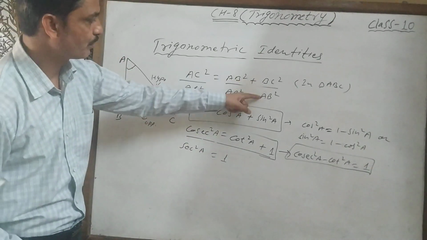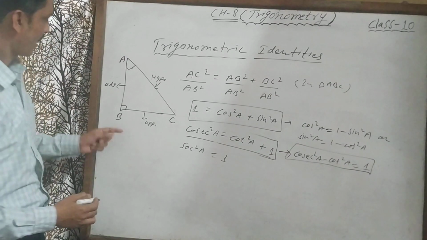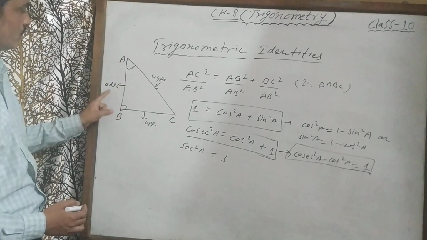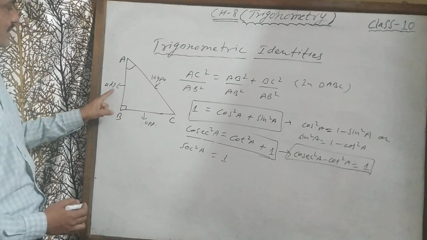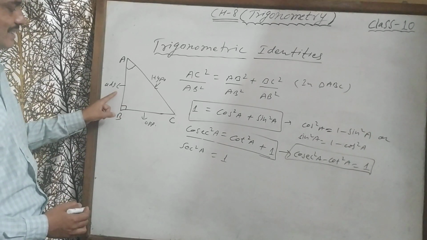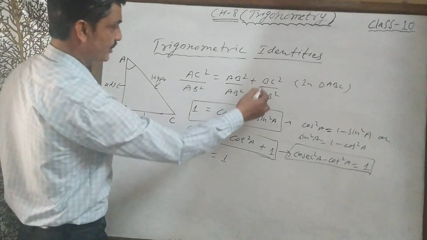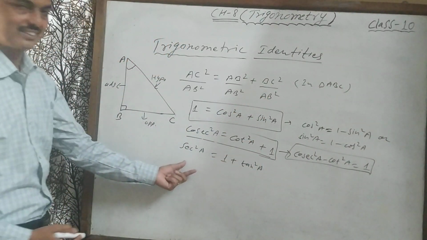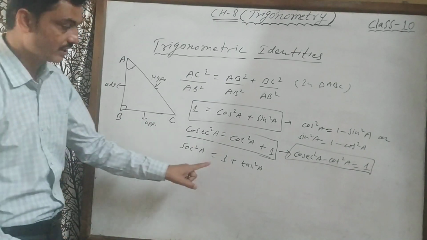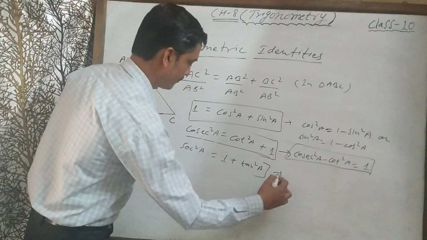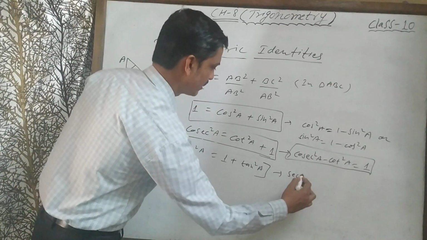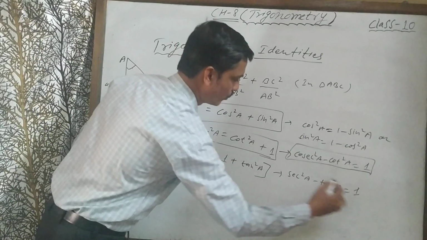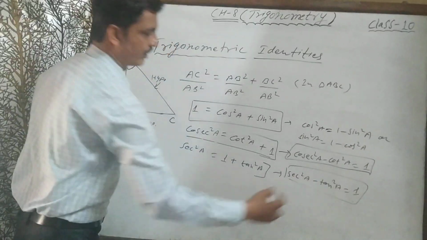Now what is BC upon AB here? AB upon BC is adjacent upon opposite, so BC upon AB is opposite upon adjacent, that is tan square theta. So plus tan square A. This is our third identity. Or in terms of 1 we can write sec square A minus tan square A is equal to 1.